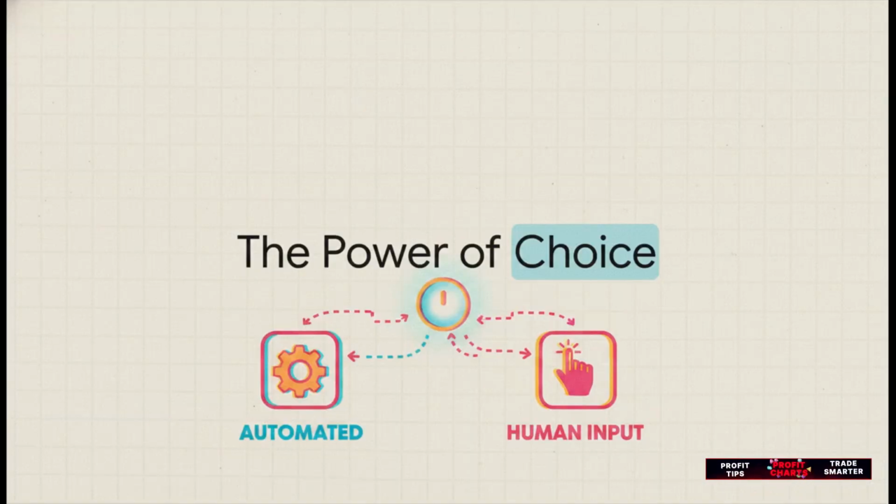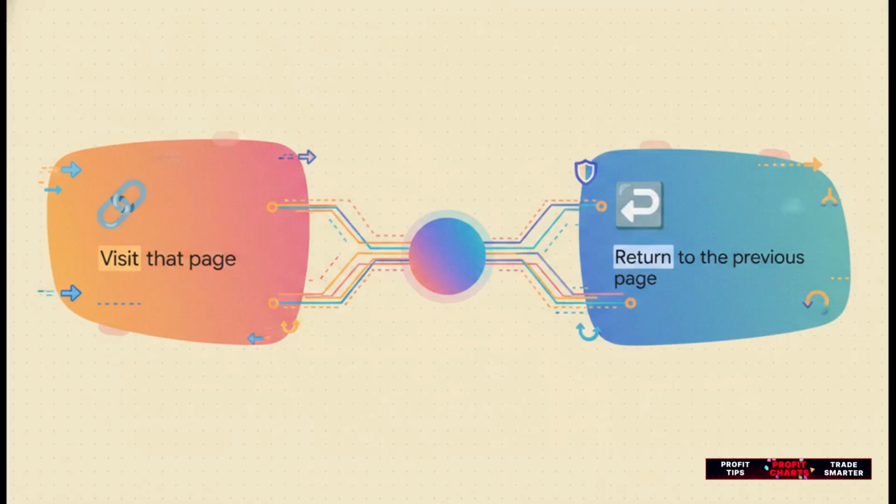Moving right along to Section 2, the power of choice. What's really fascinating here is that the redirect notice suddenly presents you with a strict binary decision. On one side, you have the automation of just proceeding, visiting that target URL by either letting the redirect timer complete or manually clicking the link they provide. But on the other side, you have a manual safety choice, simply returning to the previous page. It literally breaks the automation loop and demands human input.